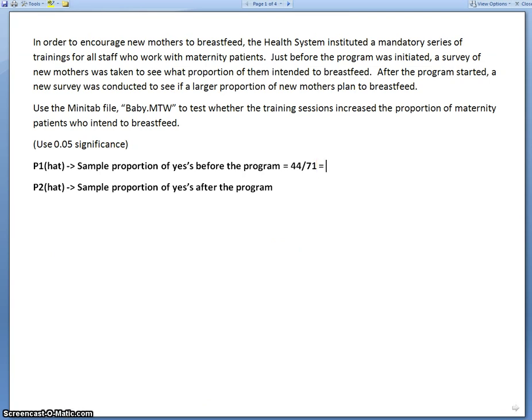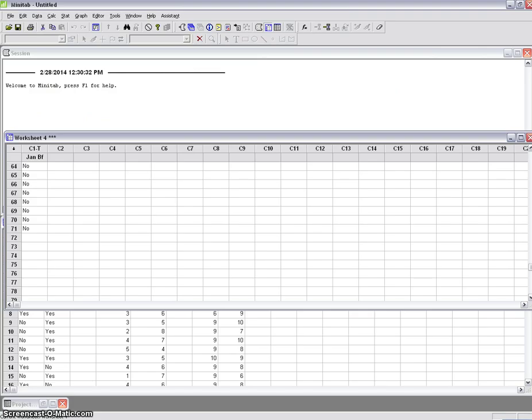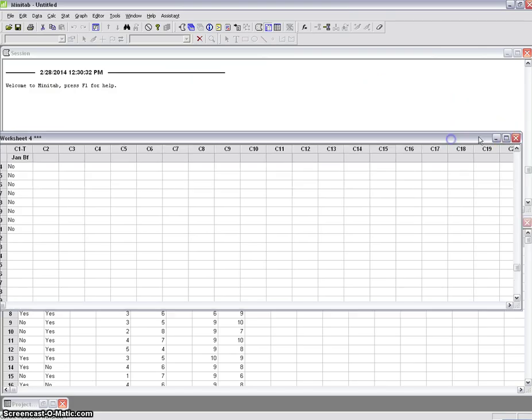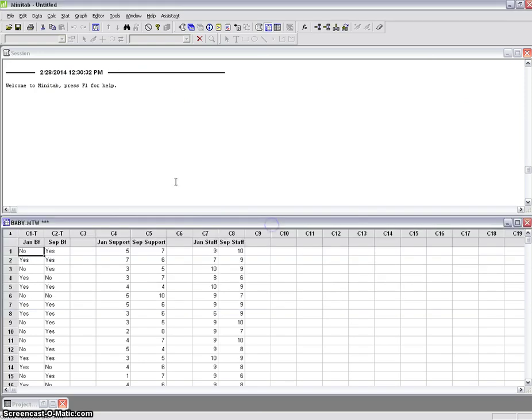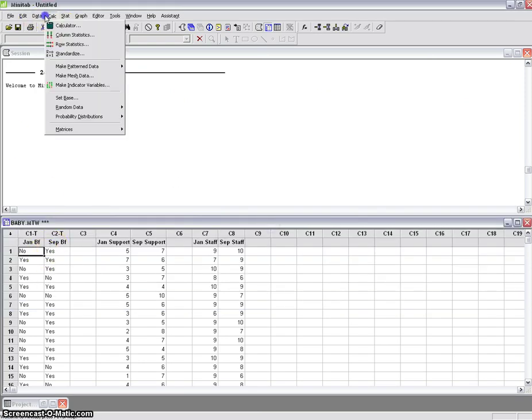And when I put that in the calculator, I get approximately 0.6197. And we can round that. So let's round that to approximately, we'll just go to 3 decimal points here, 0.620. Now if we do the same thing, we want to look at the proportion of patients who said yes after a program was initiated. So this is the September.